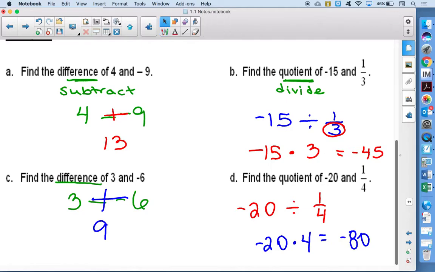So I'm going to pass some graph paper out, and I want us to at least write the homework down.